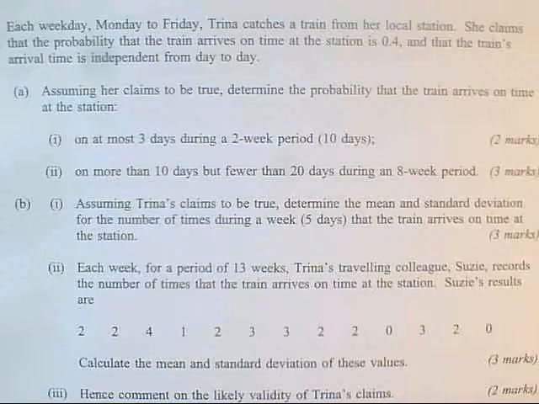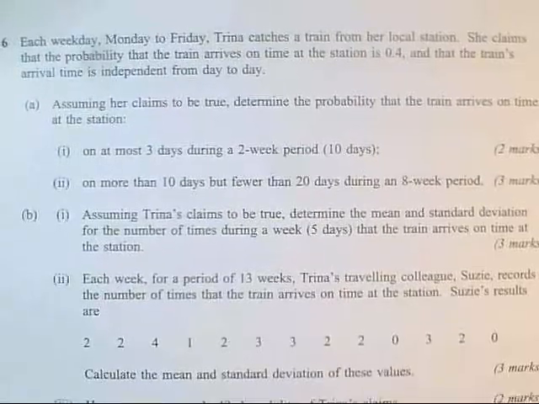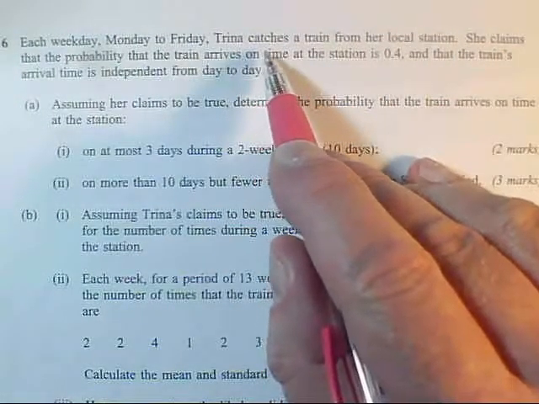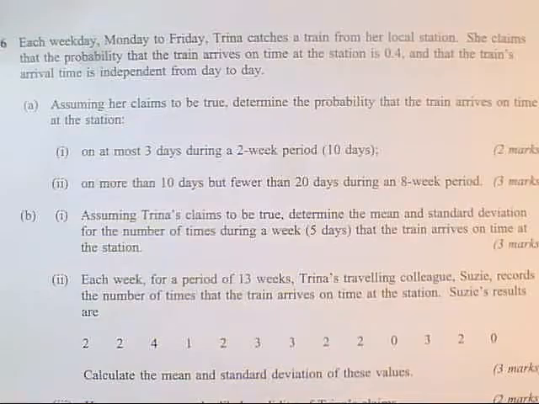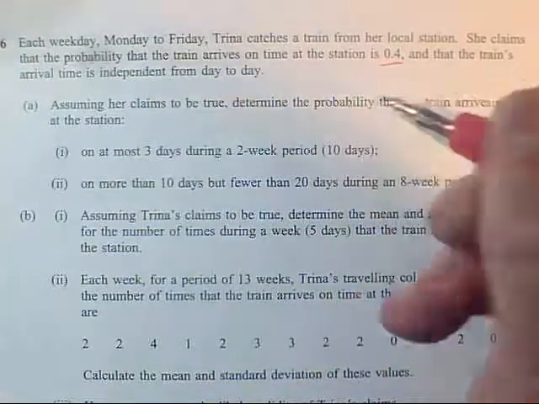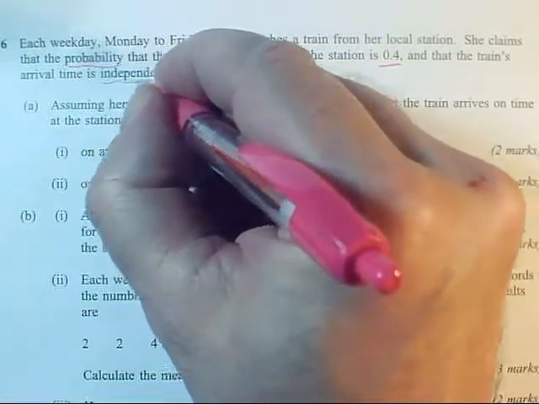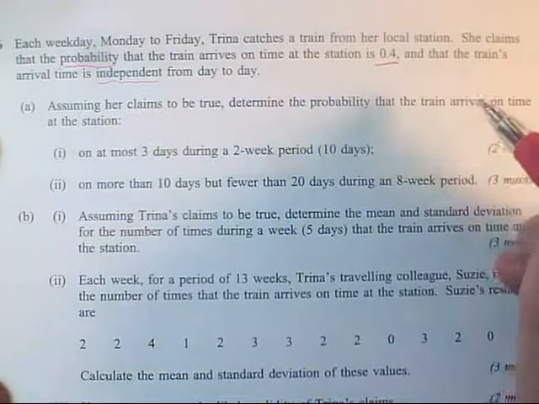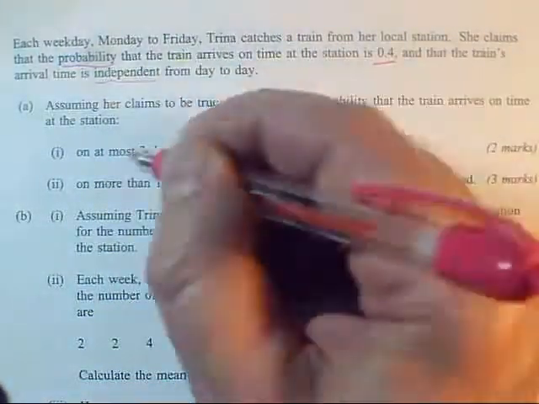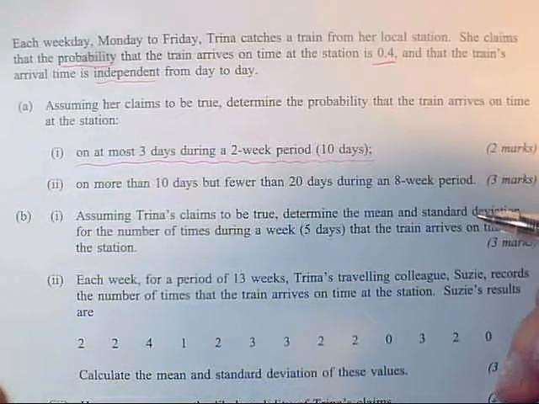Okay, question 6. We've got quite a few words to read, and one of the challenging things about this question is spotting the topic. So, Trina is catching trains. We've got her claim for the probability that the train arrives on time. She claims it's 0.4 for the probability, and she also claims independence. So that's interesting. And then we've got to assume her claims to be true. We've got to get the probability that it arrives on at most 3 days during a 2-week period, and it's kind enough to tell you that's 10 days.